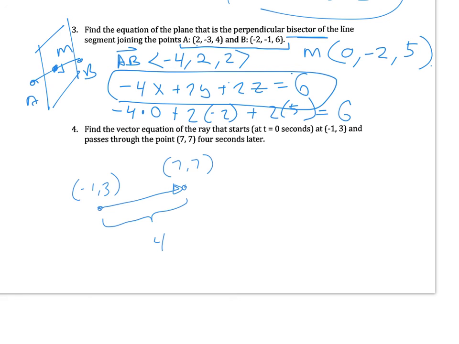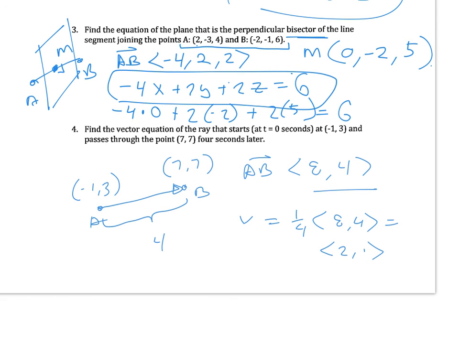If we call these A and B, vector AB would be (8, 4). So to go from (-1, 3) to (7, 7), you'd have to increase x by 8 and increase y by 4. And we do that in 4 seconds. So the velocity is going to be this divided by 4. We want to know how much it moves in 1 second. This is how much it moves in 4 seconds. So our velocity vector is going to be 1/4 of that, which is the vector (2, 1). So that represents our velocity.